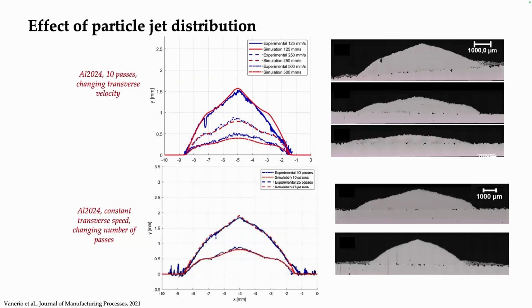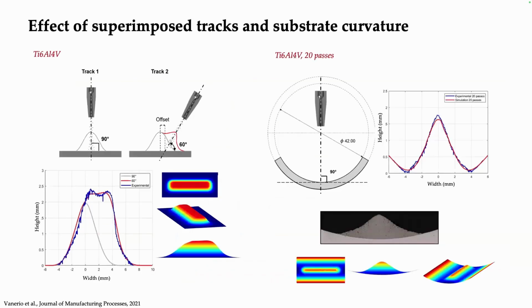As I mentioned, in most cases, we have a Gaussian distribution for the unit shape, but that's not always the case. This is an example I'm showing you for aluminum 2024. We have a totally different geometry with much steeper extremities and different inflection points in the cross section. So we also validated the robustness of the model for cases where we don't have the typical Gaussian distribution. And also in this case, as I'm showing, for different numbers of passes and different transfer speeds, the model was working quite well.